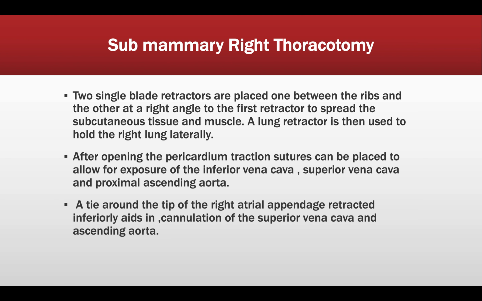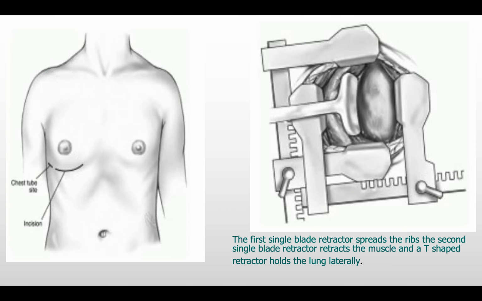After opening the pericardium, retraction sutures can be placed to allow exposure of the inferior vena cava, SVC and the ascending aorta. A tie around the tip of the right atrial appendage, retracted inferiorly, helps in the cannulation of the superior vena cava and ascending aorta. You can see the first single blade retractor spreads the ribs, the second single blade retractor retracts the muscles, and the T-shape retractor holds the lungs.